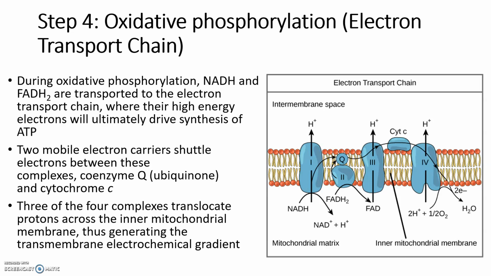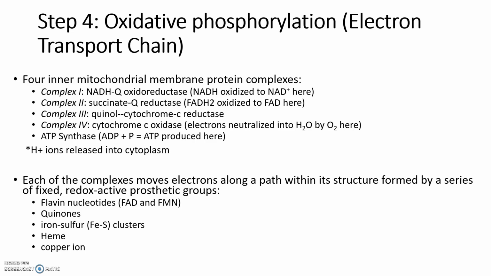The two mobile electron carriers, coenzyme Q and cytochrome C, shuttle electrons between these complexes, and 3 of what's going to be a total of 4 complexes translocate protons across the inner mitochondrial membrane, which are going to generate the transmembrane electrochemical gradient. This is summed up really nicely, and I think that picture is shown there to the right. So again, there's going to be a total of 4 of those inner mitochondrial membrane protein complexes. Complex 1, 2, 3, and 4 all have names listed there.